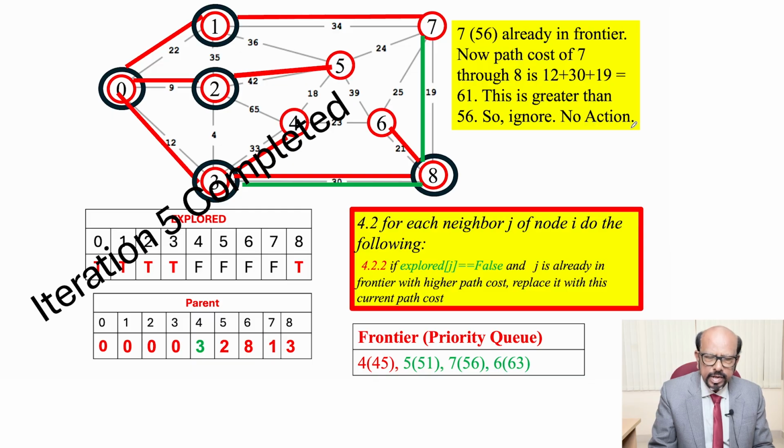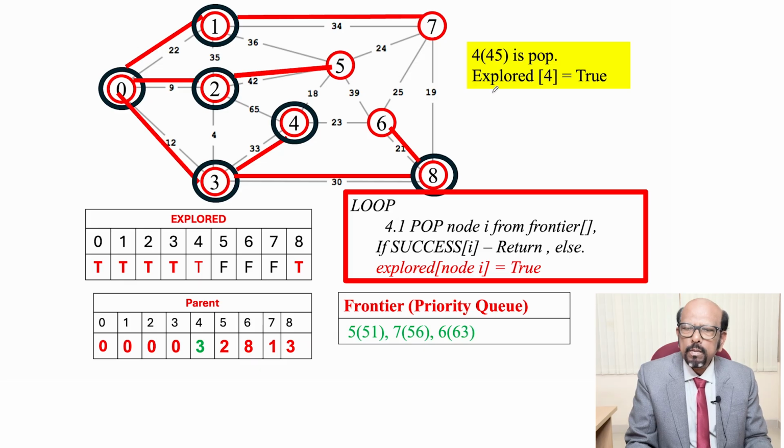So, at the end of iteration 5, this is where we are. So, now when you go into next iteration, 4 will be popped because 4 is in the front. Look at it. You pop 4. Now, it's not having success. So, explode of 4 equal to true.